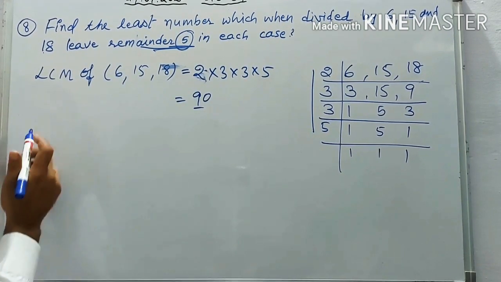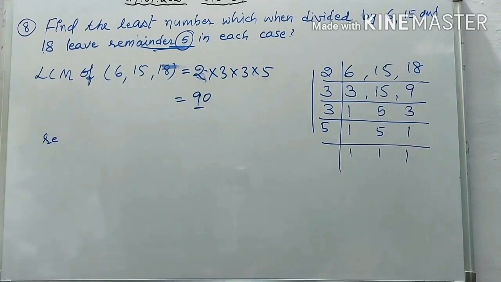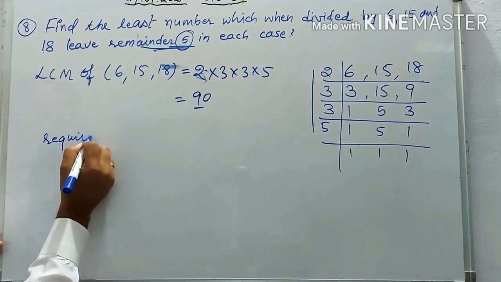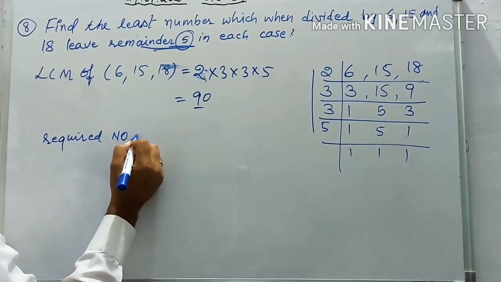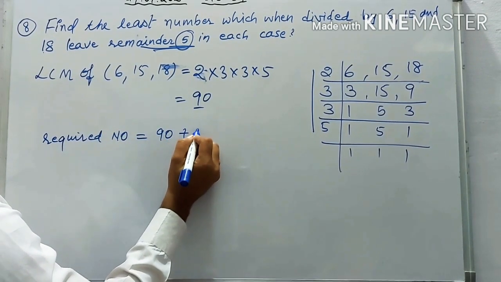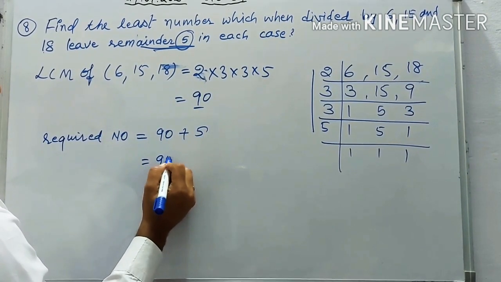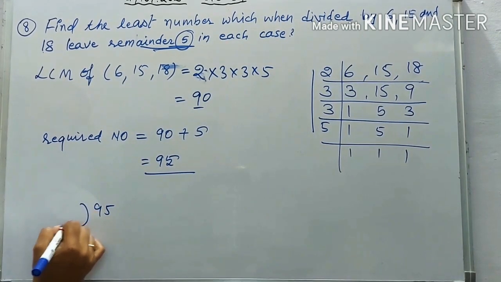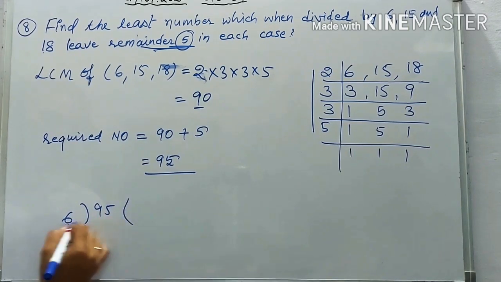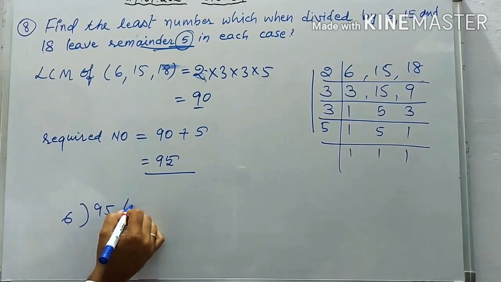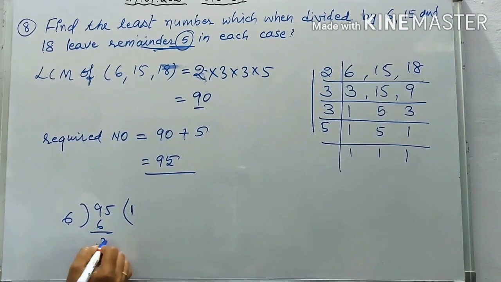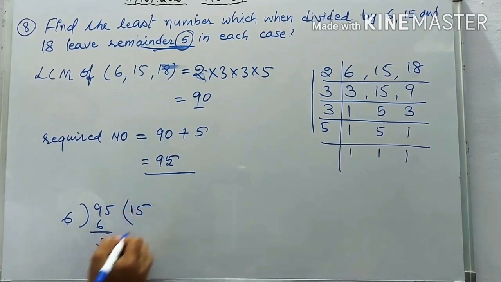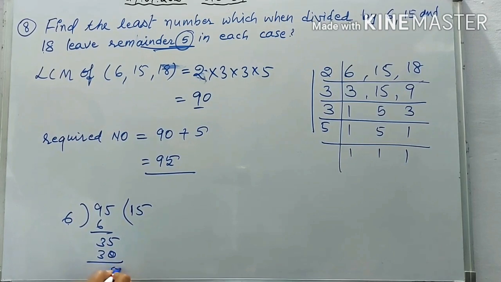So the required number is 90 plus 5, which is equal to 95. So the number 95 divided by 6: 6 times 15 is 90, and the remainder is 5.